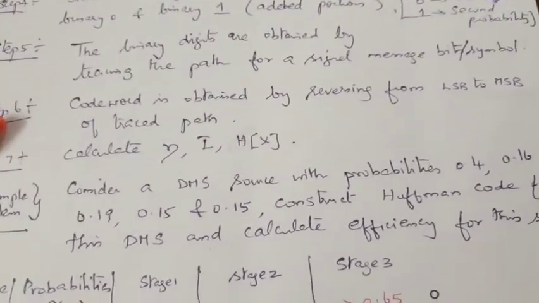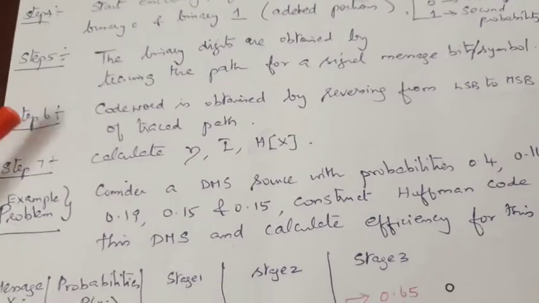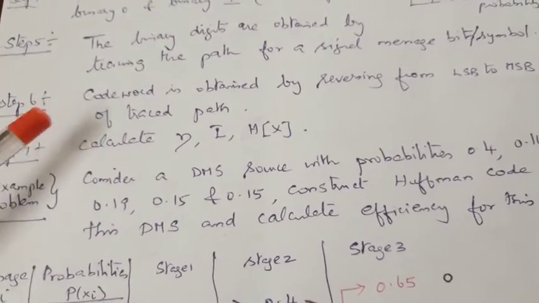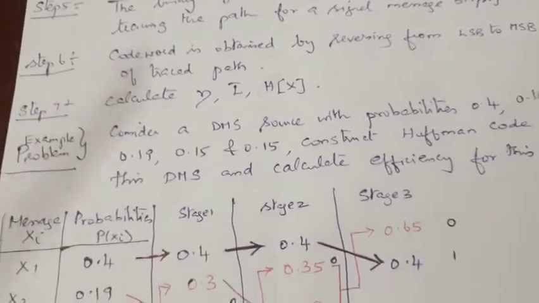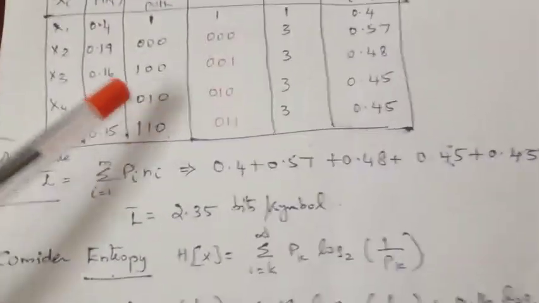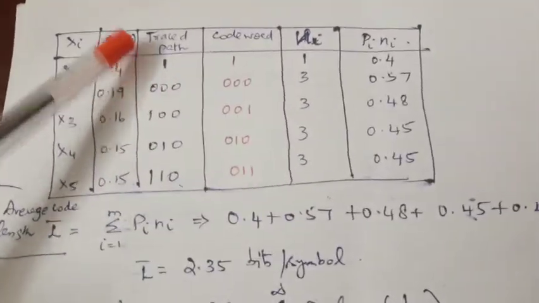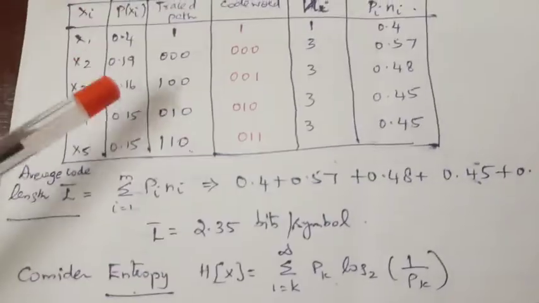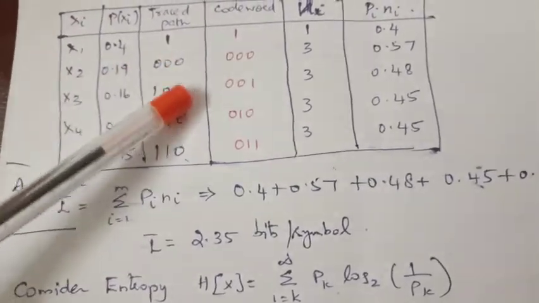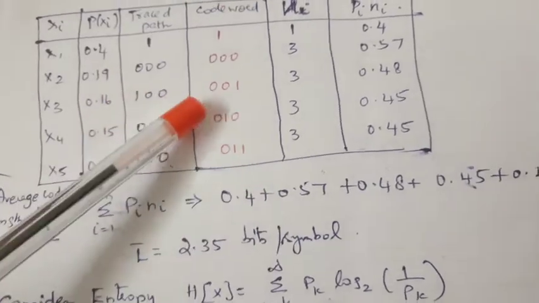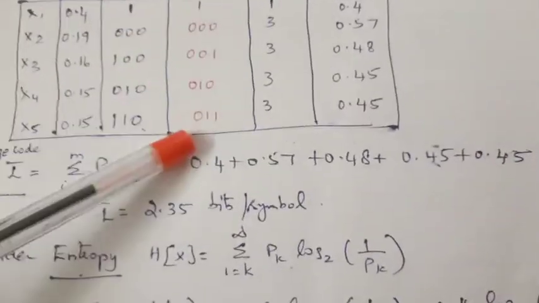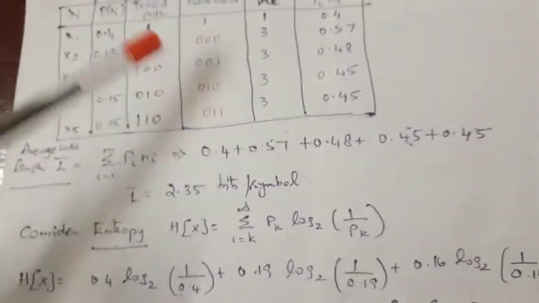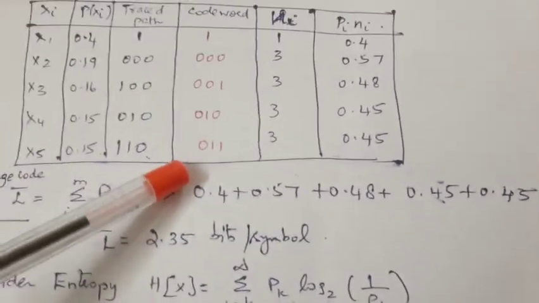What is step 6? You are going to reverse the order from LSB to MSB of the traced path. That is your code word. So you rearrange. Now come to the table column. This is your traced path. Rearrange LSB and MSB. So 1 remains the same. 0, 0, 0 remains. Here the LSB will become MSB and MSB will become LSB. So it is the reverse. You are rearranging it. Okay, so this is the code word.